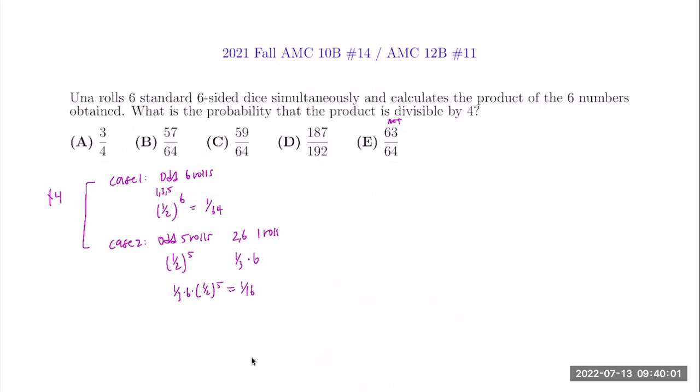Now, adding up the probability of both cases, we are able to get 1/16 plus 1/64, which gives us 5/64. Now, since we want the complement of this to find the probability that the product is divisible by 4, we just do 1 minus 5/64, which is going to give us 59/64 as our final answer, and that is answer choice C.